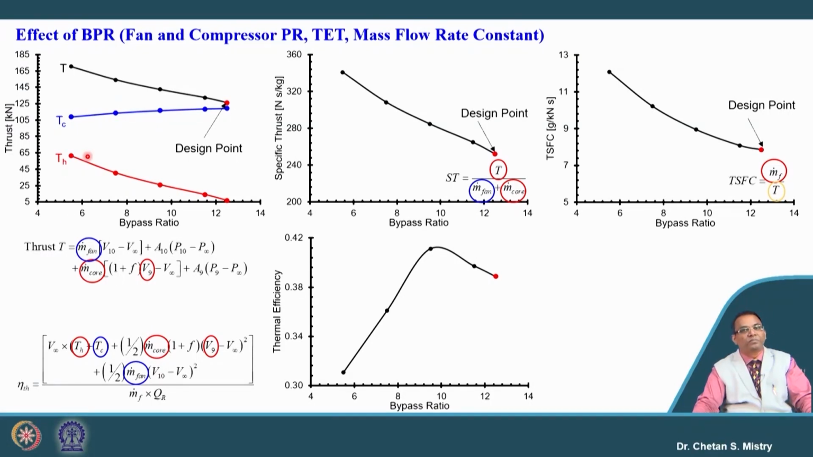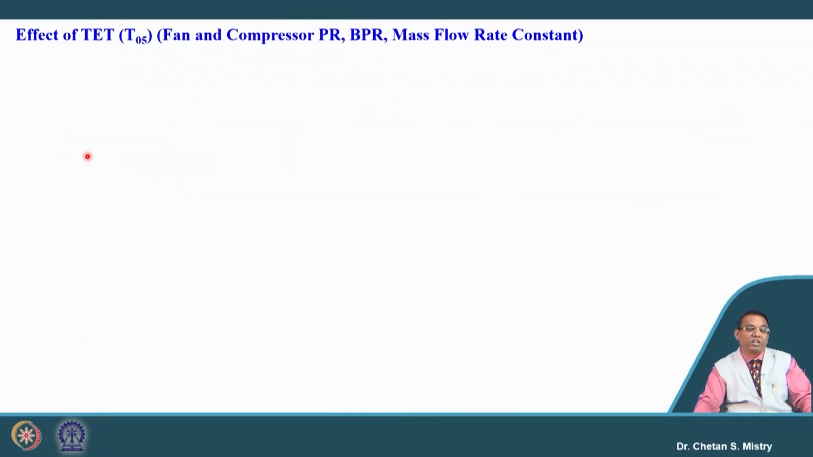Okay. Now, let us take the important parameter, that is turbine entry temperature. Can you guess what will happen if I am increasing my turbine entry temperature, keeping all my fan and compressor pressure ratio, bypass ratio and mass flow rate constant? Let us look at what is happening here.